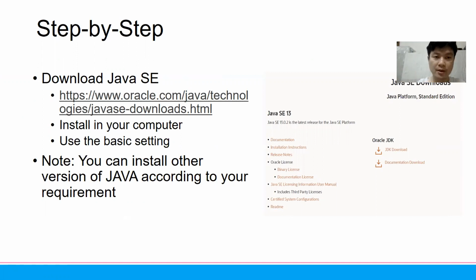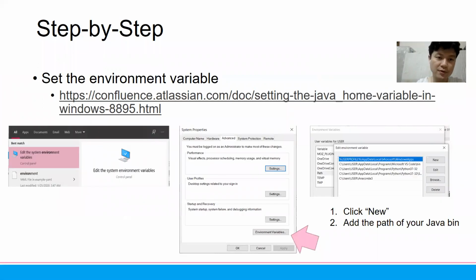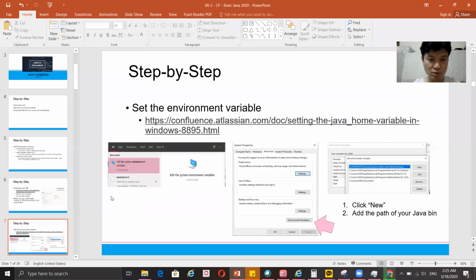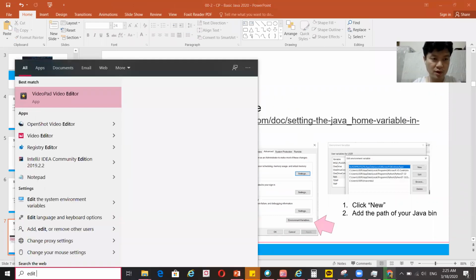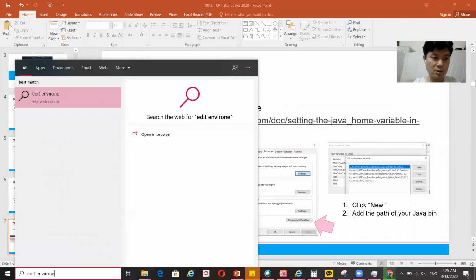That's the first step. And after you have Java installed on your computer, you need to set the environment variable. One of the links that I give to you here gives an explanation of how to set the Java home variable in Windows. Maybe if you're using Mac, it will have a different way to set up the environment. So I just want to let you know, if you're using Windows, then you can type like this. You can type edit environment variable.